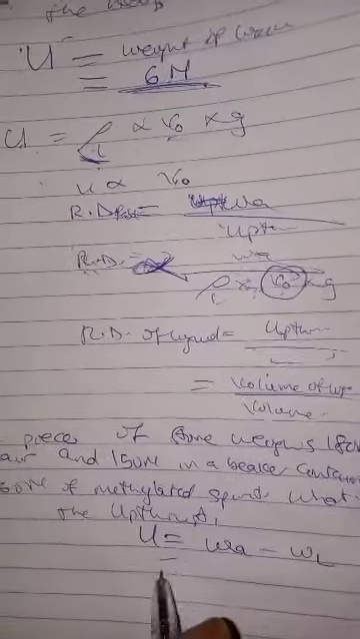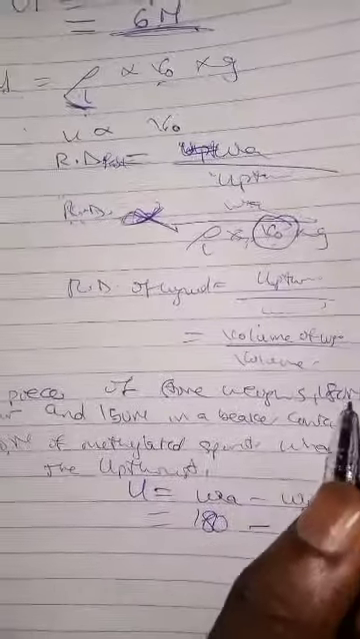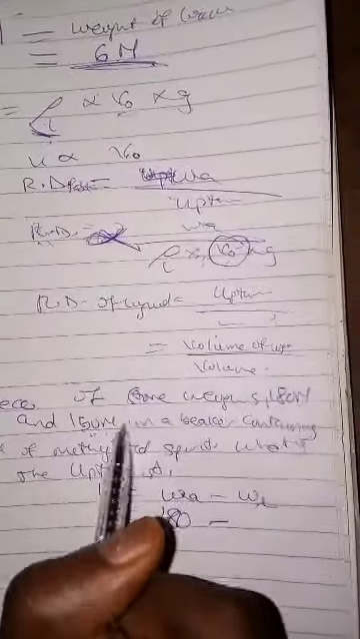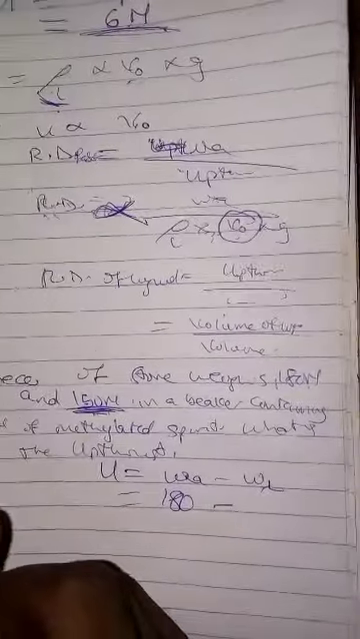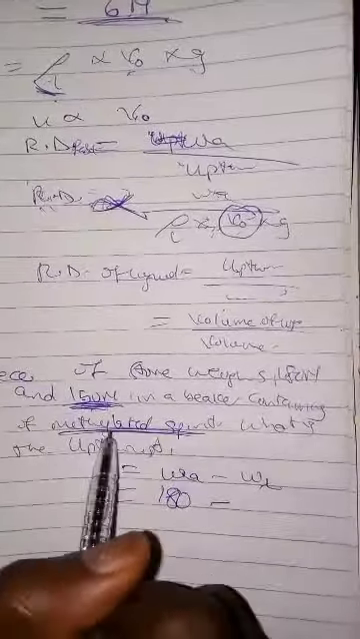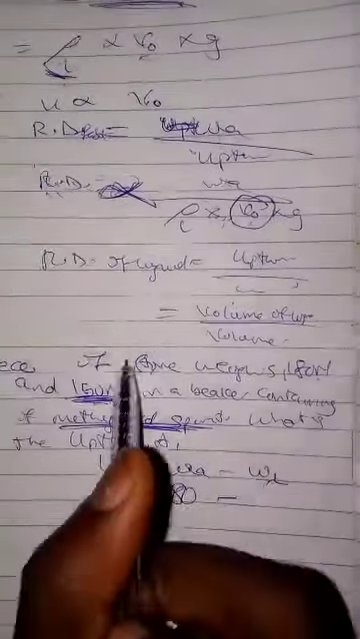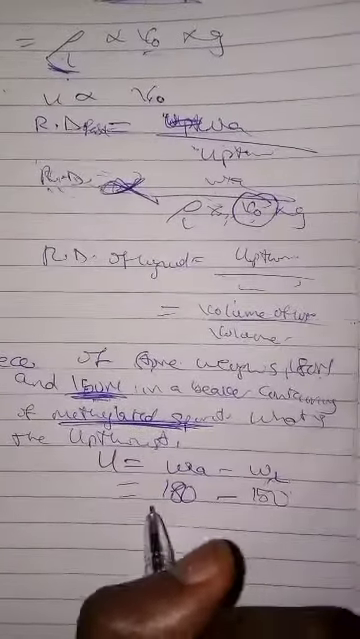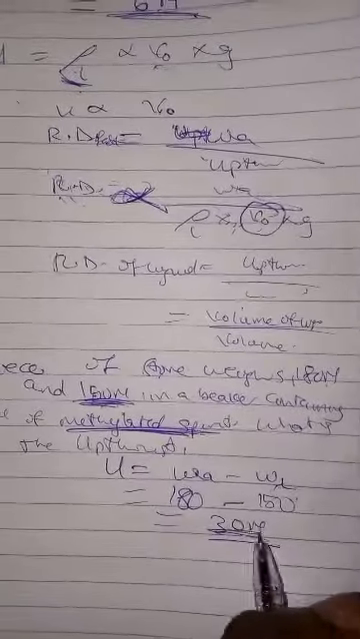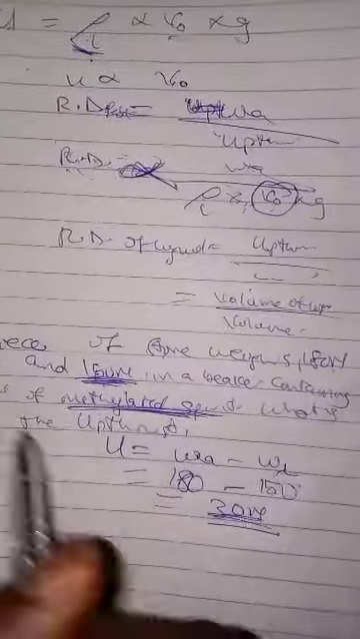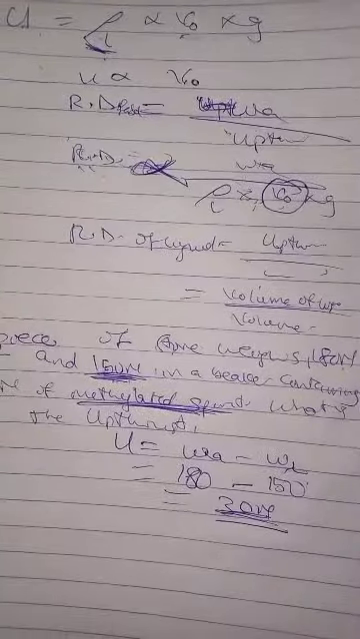What's the formula for upthrust? Weight in air minus weight in the liquid. What's the weight in air? 180 Newton, right? What's the weight in the liquid? Is it 150 or 160? He said a piece of stone weighs 180 Newton in air and 150 Newton. So the weight in the liquid is 150 Newton, not this 160. This 160 is referring to the weight of your methylated spirit, not the weight of that stone. You understand? So the weight of the stone in that liquid is 150. So the upthrust is 30 Newton. Some people will go for 20 because they will say the weight in liquid is 160, which is wrong. Please take note of this type of questions.